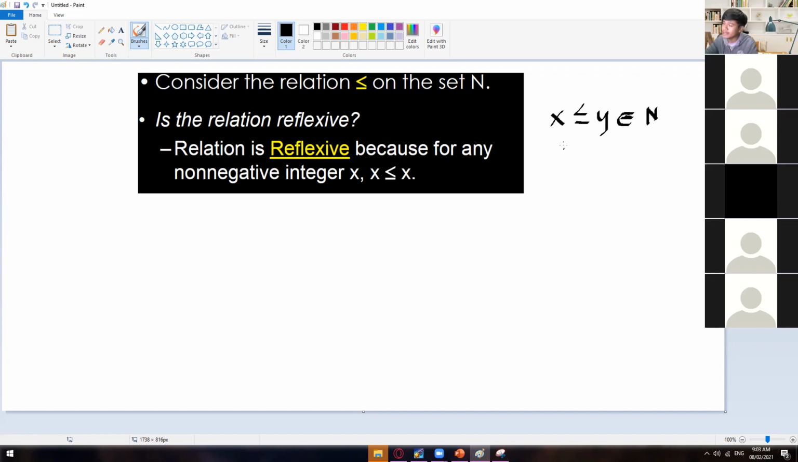So what are the elements of natural numbers again? Where do we start? Do we start from 0 or 1? 0, sir. Okay, so we will start with 0. So 0, 1, 2, and then 3. So we'll just use this limitation: 0, 1, 2, and 3, so 4 elements only. And then we have this condition: x is less than or equal to y.